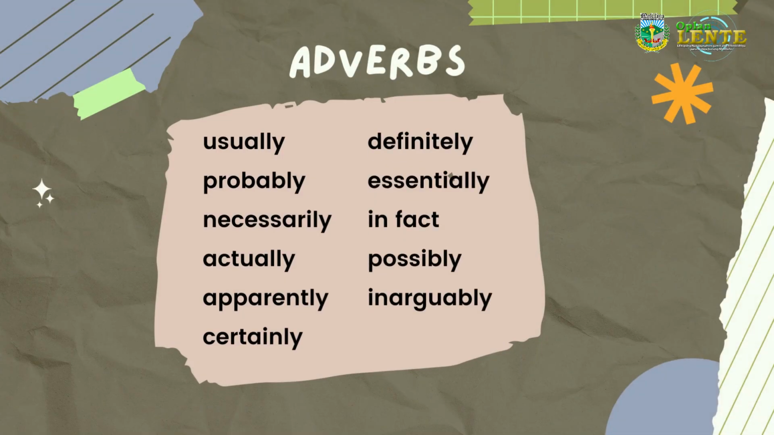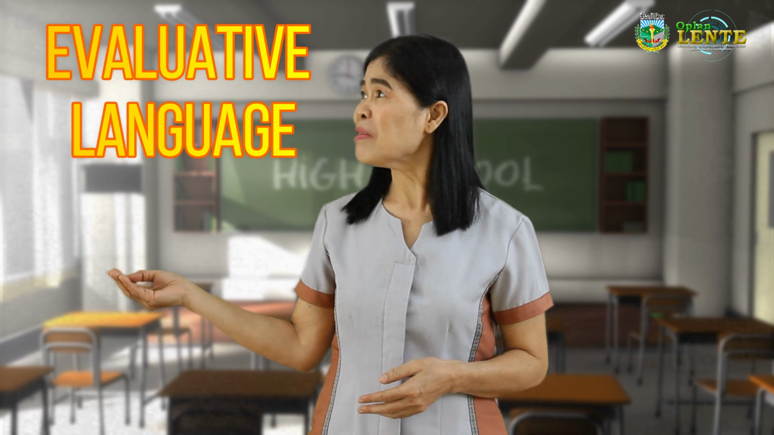The use of adverbs also contributes to the attainment of the author's purpose for writing. These linguistic particles help indicate the mood or attitude of the writer with respect to the ideas being presented. Usually, probably, necessarily, actually, apparently, certainly, definitely, essentially, in fact, possibly, and last but not the least, inarguably. Next is evaluative language.